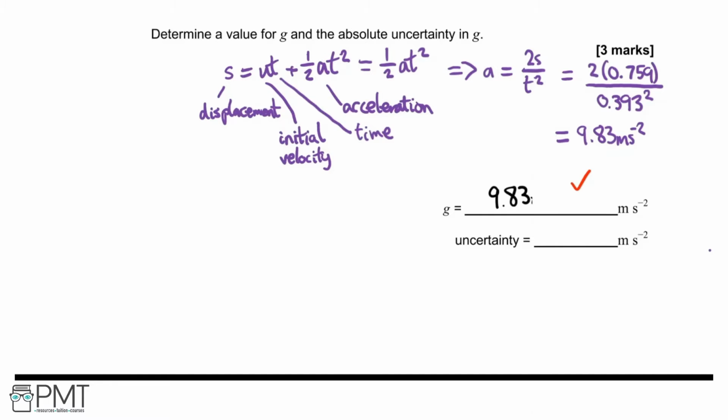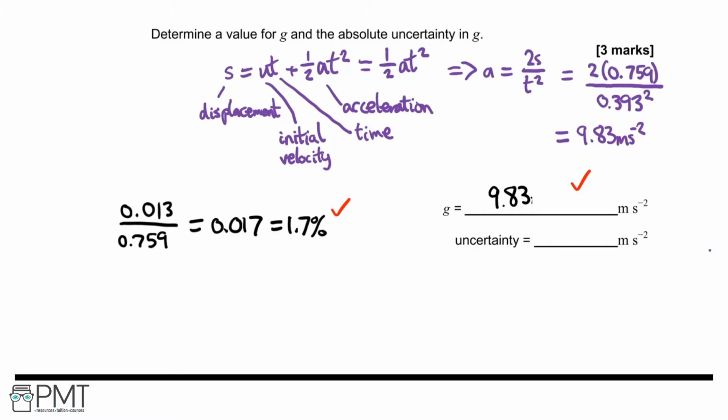To calculate the percentage uncertainty, we first need to find the percentage uncertainty in the distance so that we can combine it with the percentage uncertainty in the time. So percentage uncertainty in distance, we need to divide the absolute uncertainty by the value itself. So we've got 1.7% for the percentage uncertainty in distance. You get another mark for correctly calculating that.